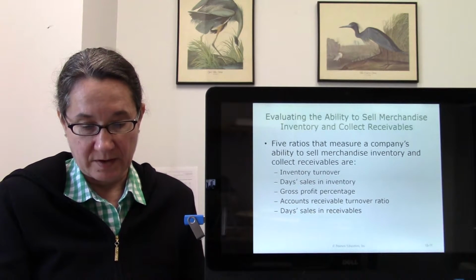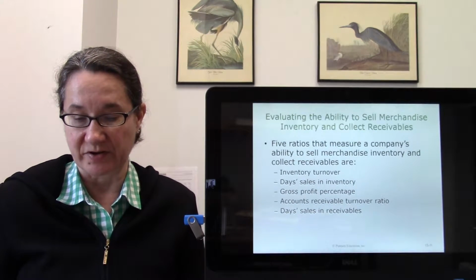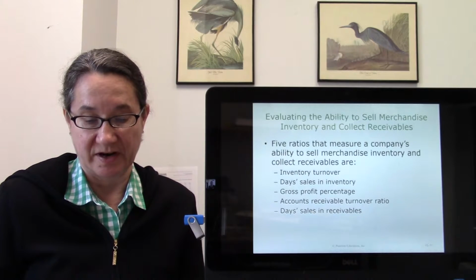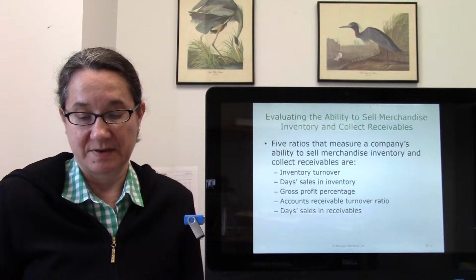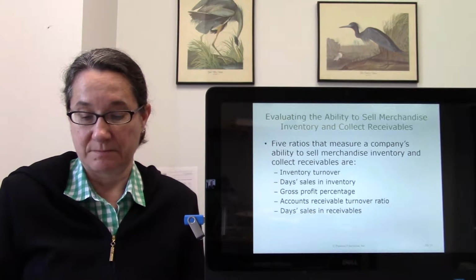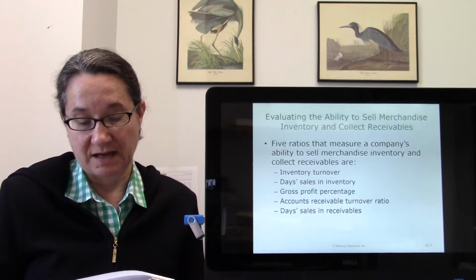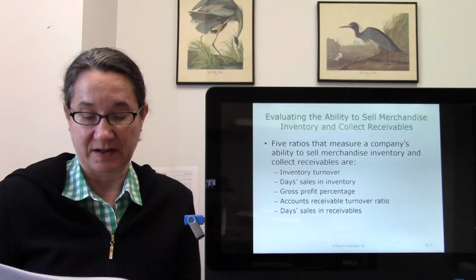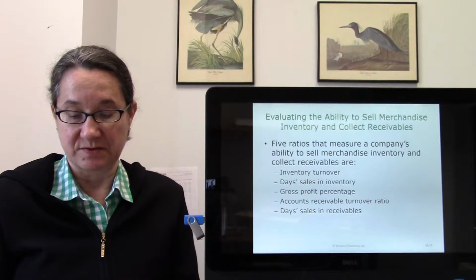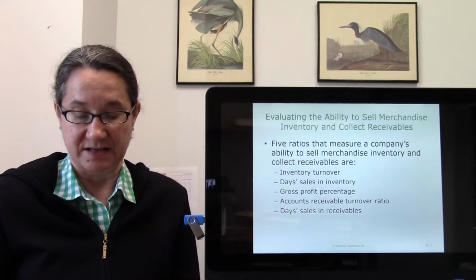Alright, so there are 5 ratios that measure your ability to sell merchandise. Inventory turnover is how many times you sell the average inventory during a year. Days sales in inventory measures the average number of days that inventory is held. Gross profit percentage measures the profitability of each net sales dollar above cost of goods sold. Accounts receivable turnover is the number of times a company collects the average receivables balance in a year. And days sales in receivables indicates how many days it takes to collect the average level of receivables. So let's look at these individually.